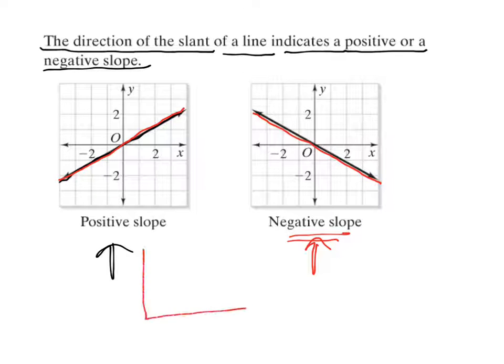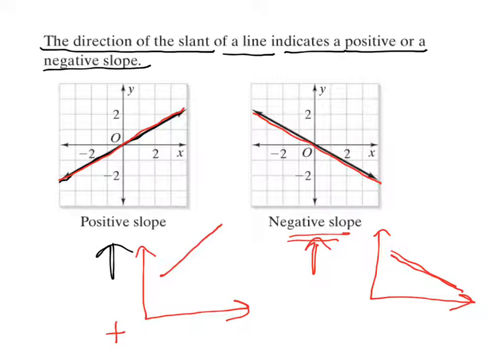A quick review. Suppose this is the coordinate plane, what will be the slope of this line? Positive or negative? It's going to be positive. And what will be the slope of this line? It's going to be negative because it's coming down from left to right.